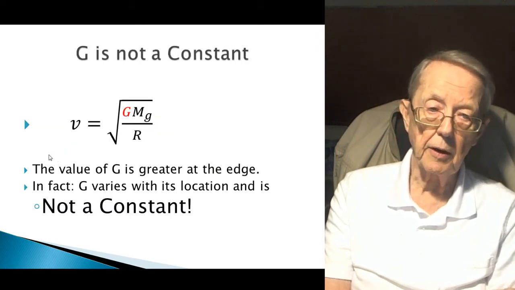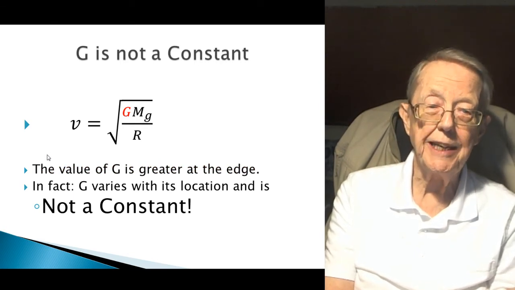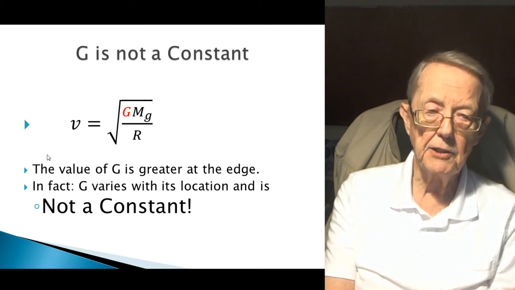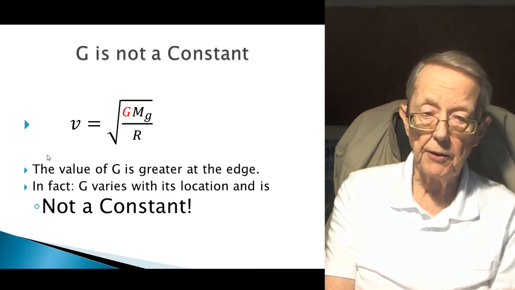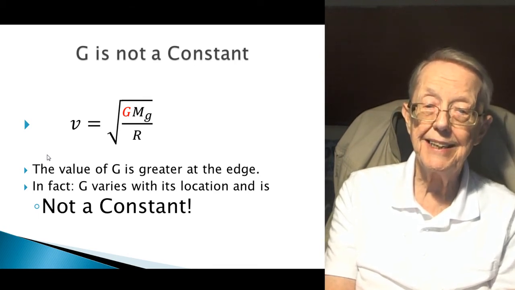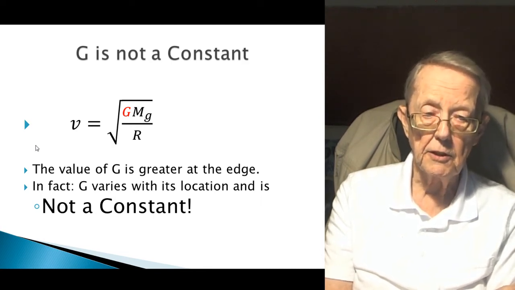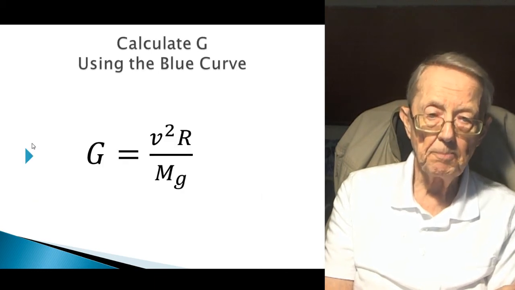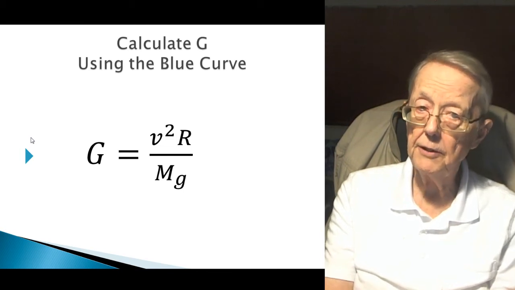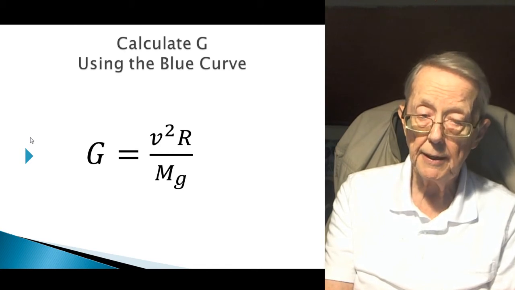So I take their standard equation for velocity, and g is now varying over the galaxy. The value of g is greater at the edge. In fact, g varies with its location, and it is not constant. The particle model says g is not constant. Now, I can actually use the blue curve. Interesting point: I can use the blue curve to calculate the value of g at any point.